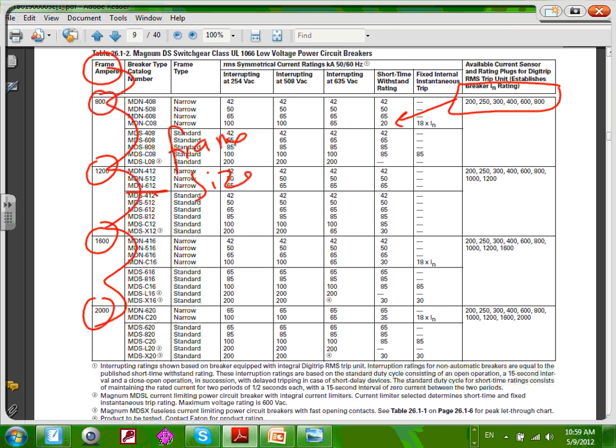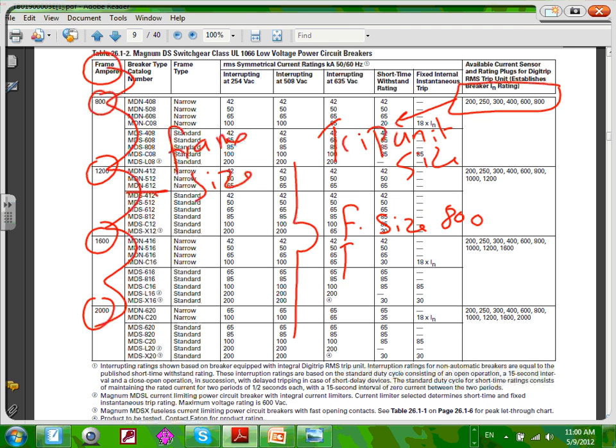This is called the plug size rating for these trip units. They call it trip unit size. So Chris, take this. I have a circuit breaker. The frame size is 800. Trip size is 200 amp. Can you guys see now we're going into different things? Trip size. The frame size 800, trip size 800.